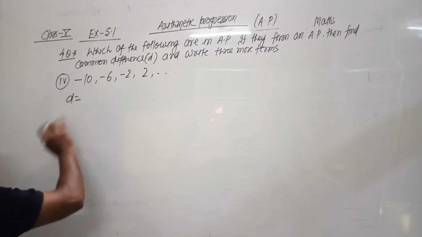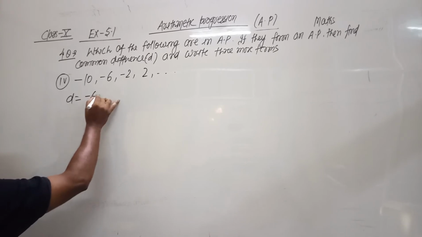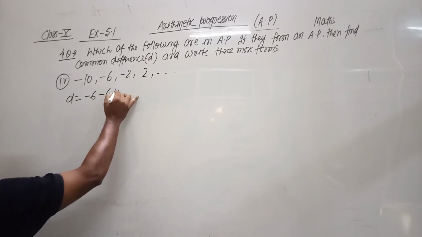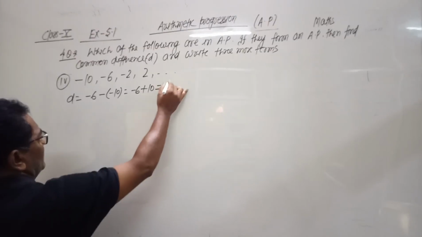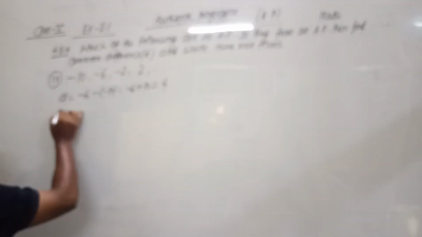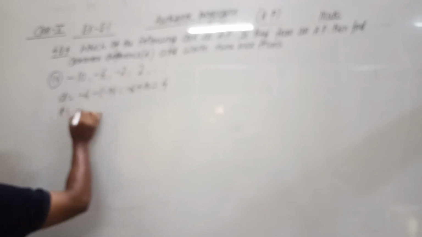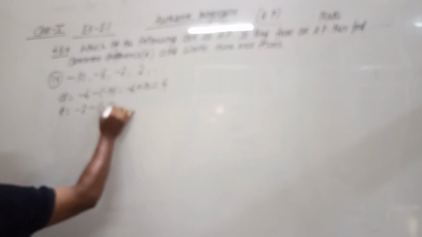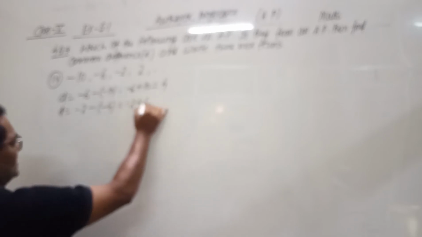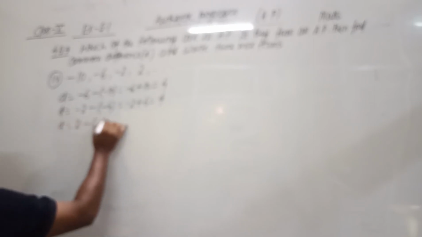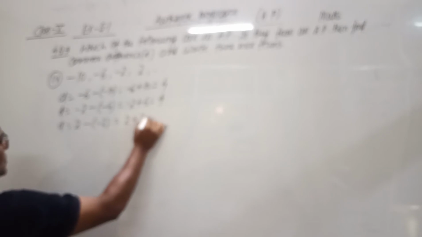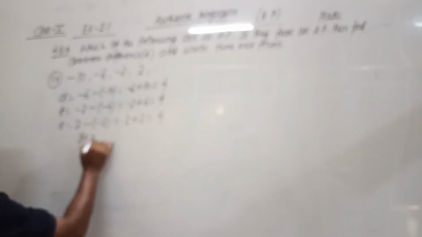So D equals minus 6 minus the first term, minus 10. So minus 6 plus 10, we get 4. Then minus 2 minus of minus 6, so minus 2 plus 6, which is again 4. Then 2 minus minus 2, so 2 plus 2 is 4. So the common difference is the same. It is in AP.